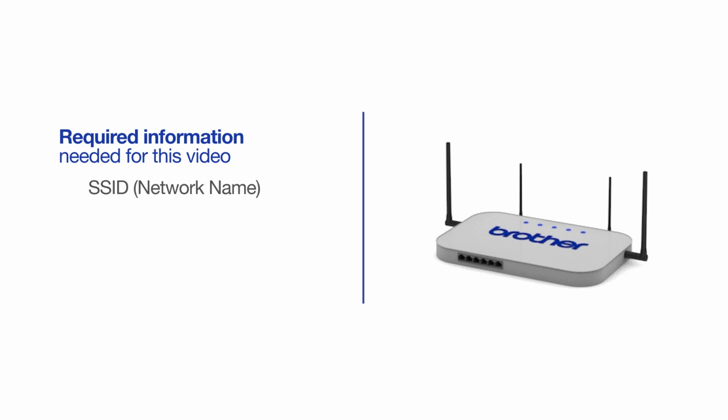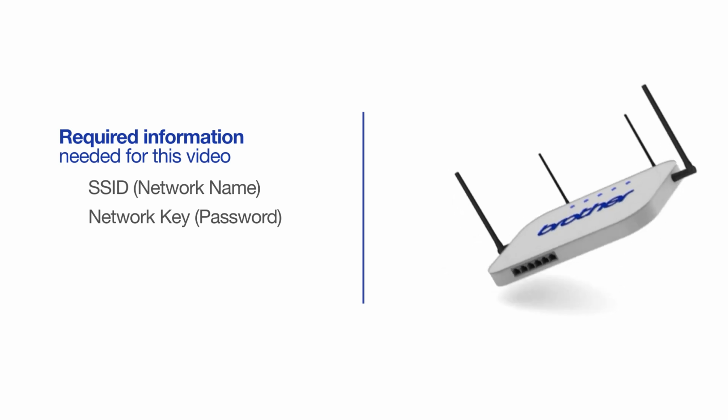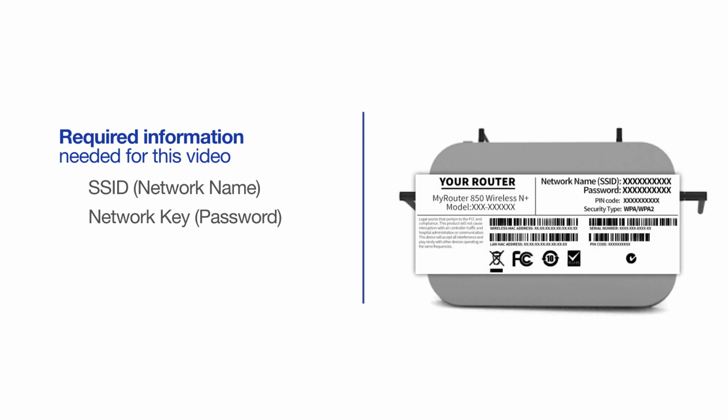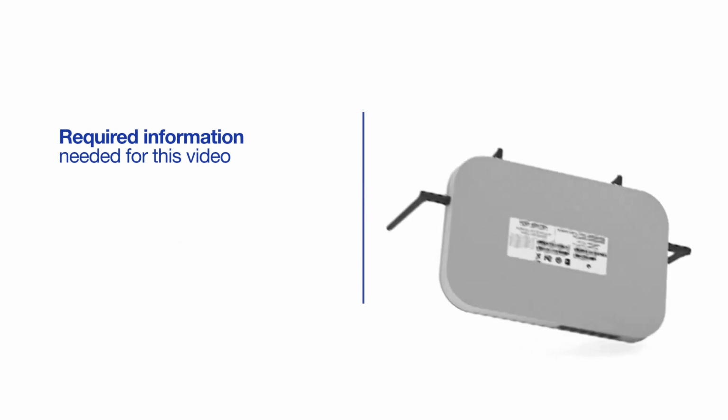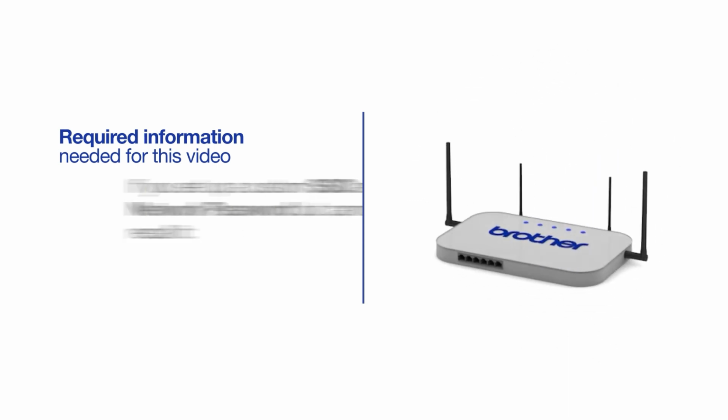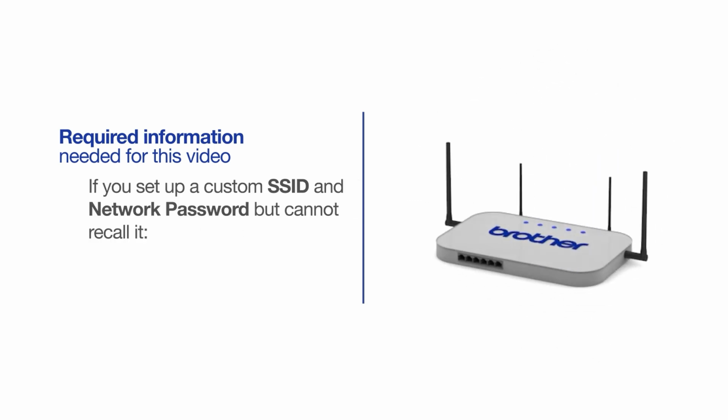You will need to know the SSID or network name of your router or access point. And you'll need to know your network key or password. The default settings for your router or access point can be found on the equipment label. If your SSID or network key contains both uppercase and lowercase letters, be sure to record them, as both of these credentials are case sensitive. If you set up a custom SSID and network password and cannot recall this information, please contact your router manufacturer. Setup cannot be accomplished without this information.